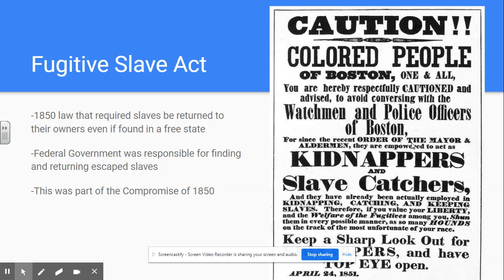One significant part of the Compromise of 1850 was the Fugitive Slave Act. It required slaves to be returned to their owners if they escaped to the North. It also stated that the federal government was responsible for returning these slaves. This law would be a major source of anger for abolitionists, people who wanted to end slavery.